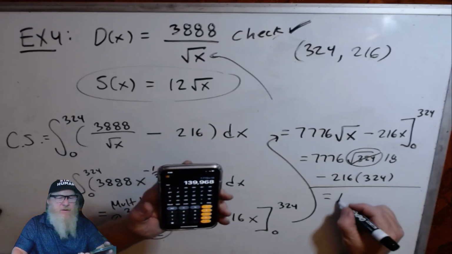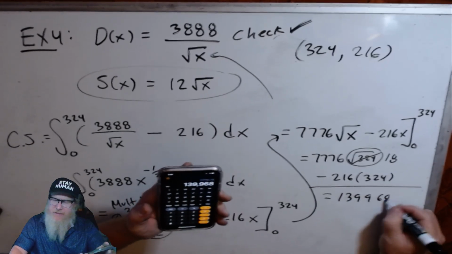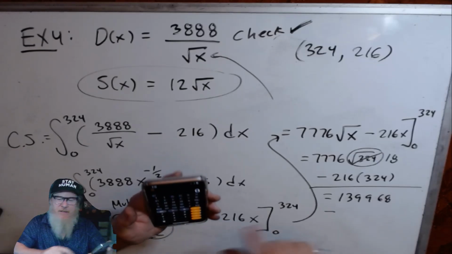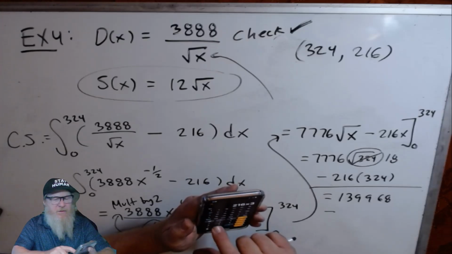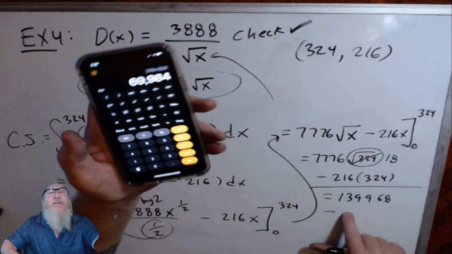And then you get 139,968 minus 216 times 324. Oh, look, that's that revenue I just showed you.